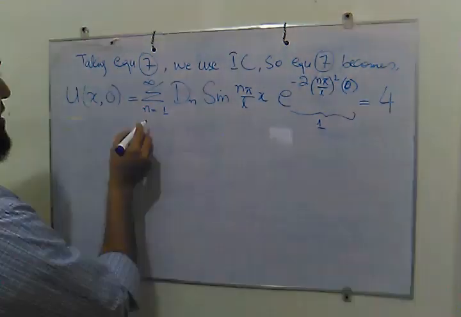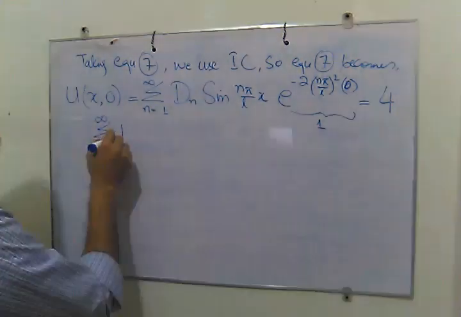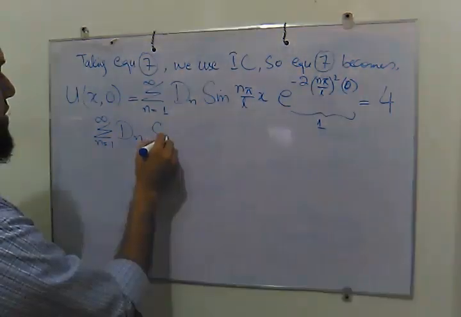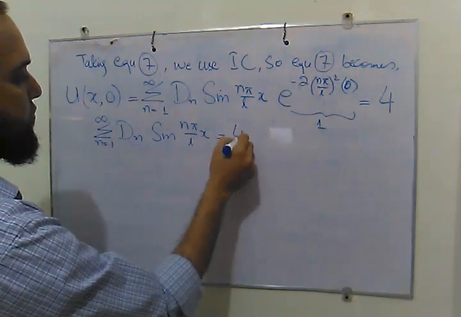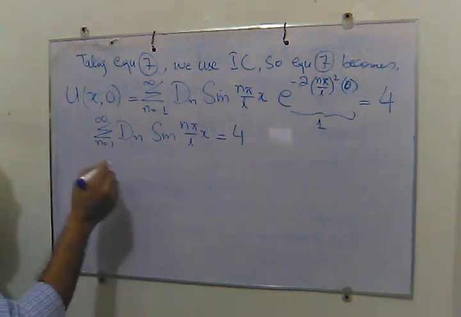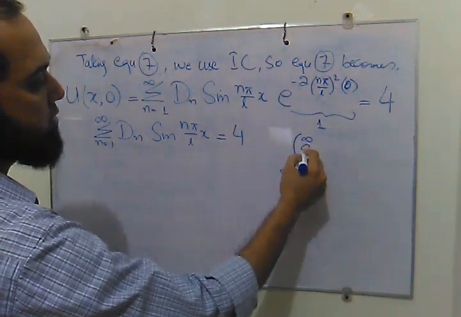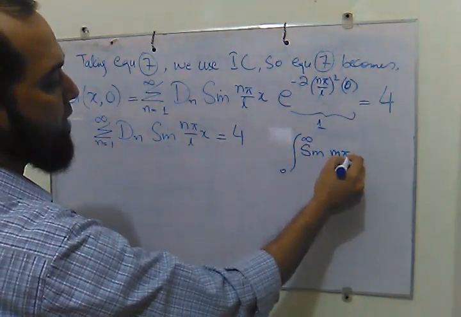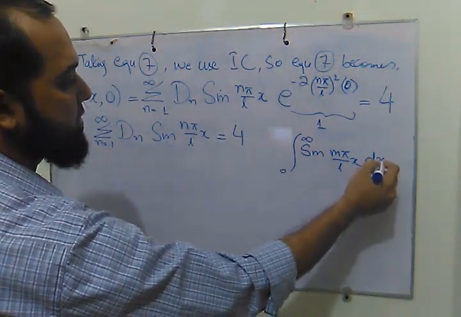So we have a situation where we have summation n is equal to 1 to infinity bn sine n pi upon L x is equal to 4. Now we take the help of the orthogonality relationship and we multiply both sides by the term sine m pi upon L x dx.